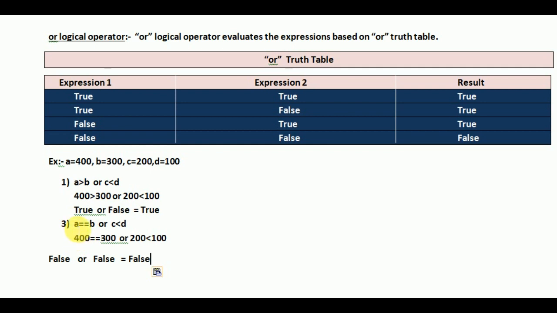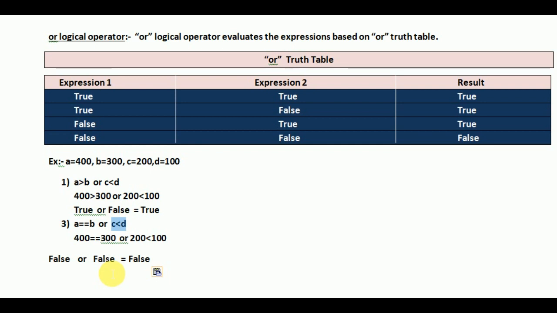Now we see the next example. Here a equals b or c is less than d. 400 is equal to 300, that is false, and 200 is less than 100, that is also false. So both the conditions are false, and we will produce the resultant value, that is false.